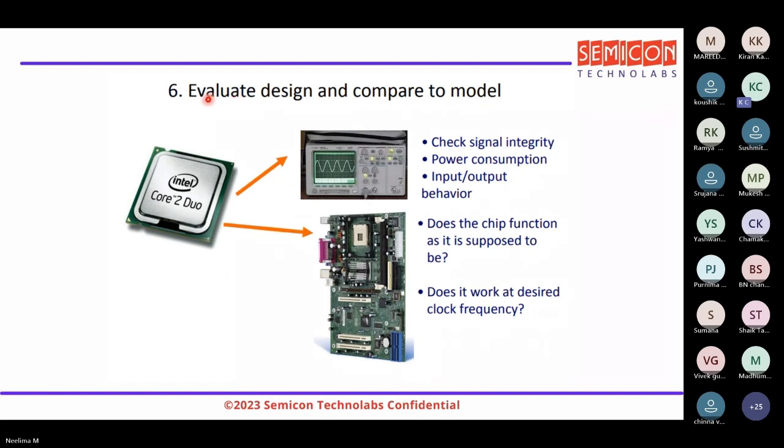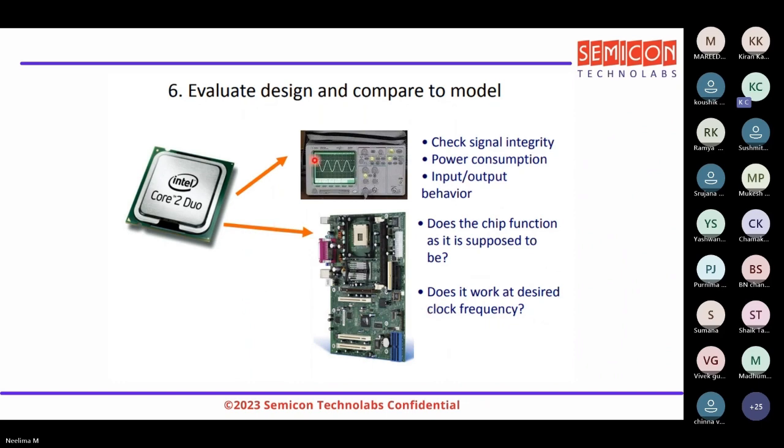Evaluate design and compare to model. See here, these waveforms have to come properly. These are called sine waves. Okay, check signal integrity, power consumption, input output behavior. Does the chip function as it is supposed to? Does it work at the desired clock frequency? Right? Clock frequency is an interesting term. You might have seen it again in the same Qualcomm Snapdragon advertisement, which they keep posting in the TV ads, right? They keep mentioning clock frequency. So the clock frequency is the one which will determine how fast your chip can work.